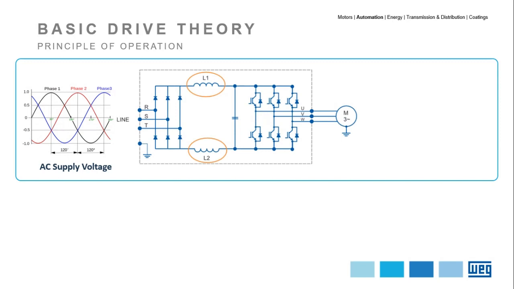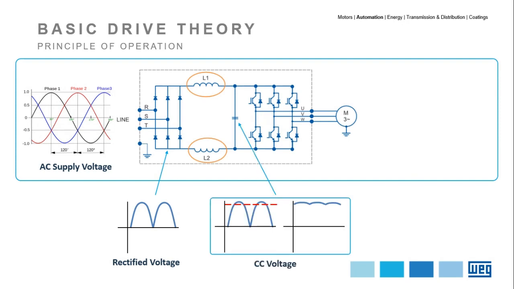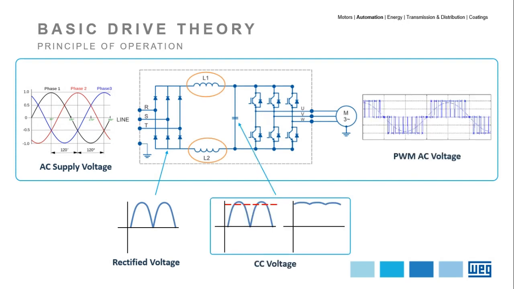At this point, we have the rectified voltage. However, as you can see, the DC voltage has ripples, so DC link capacitors help to smooth out the ripple. As a consequence, a DC voltage is available to the inverter stage, which is composed of 6 IGBTs, which stands for insulated gate bipolar transistor. We convert the DC voltage to AC voltage using the PWM technique, which is pulse width modulation.